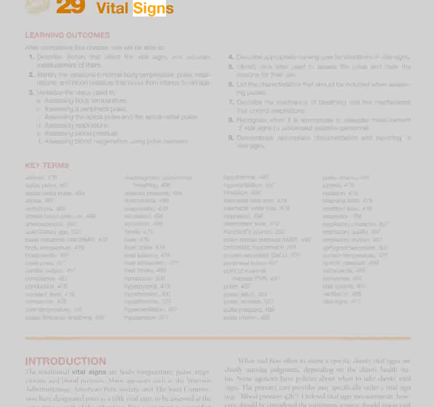Chapter 29 Vital Signs. 4. Describe appropriate nursing care for alterations in vital signs. 5. Identify nine sites used to assess the pulse, and state the reasons for their use. 6. List the characteristics that should be included when assessing pulses. 7. Describe the mechanics of breathing, and the mechanisms that control respirations. 8. Recognize when it is appropriate to delegate measurement of vital signs to unlicensed assistive personnel. 9. Demonstrate appropriate documentation and reporting of vital signs.